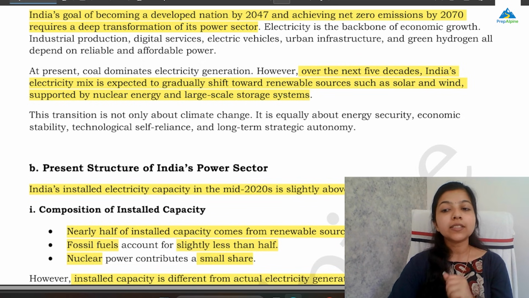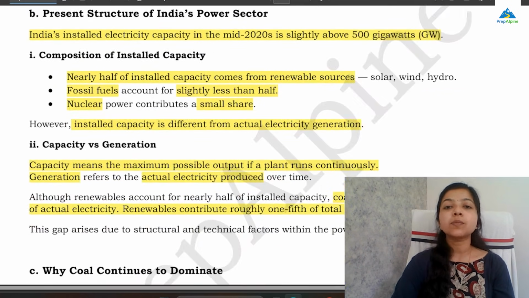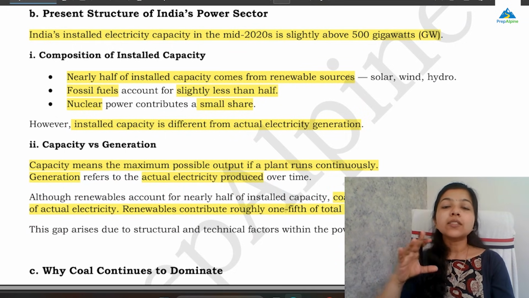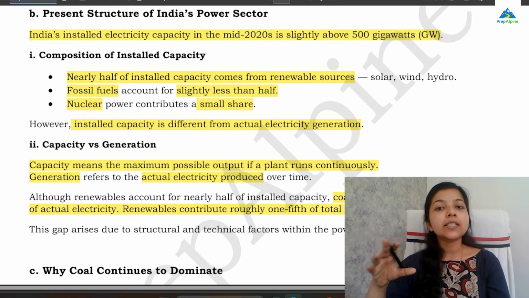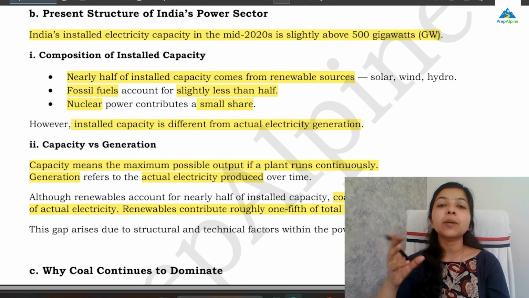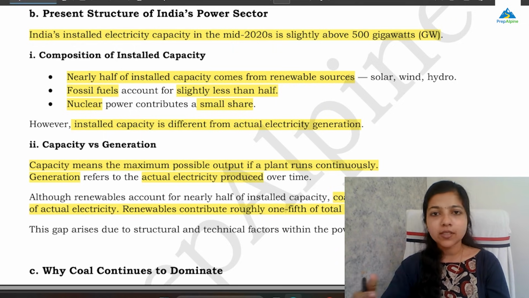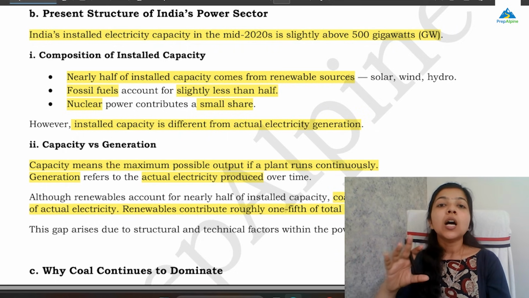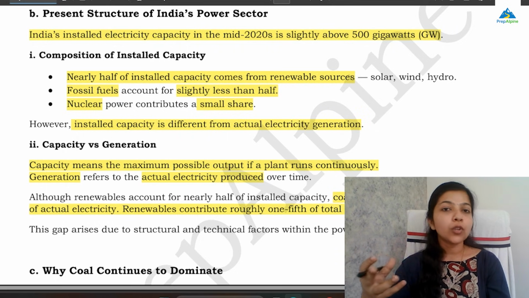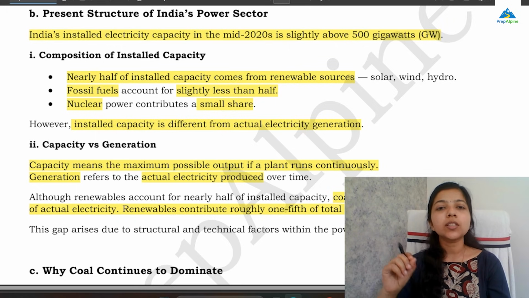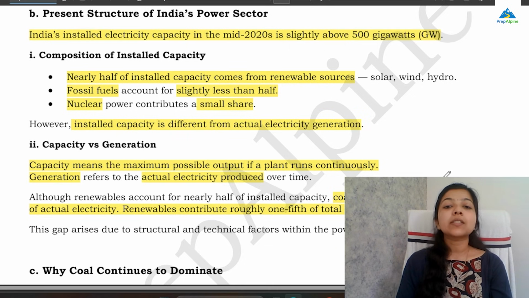So first let us understand the present structure of India's power sector. The installed capacity currently is above 500 gigawatts, of which nearly half is from renewable sources, that is solar, wind, hydro, etc. Less than half of it is from fossil fuels, and a small share is constituted by nuclear power. But installed capacity does not mean actual generation.